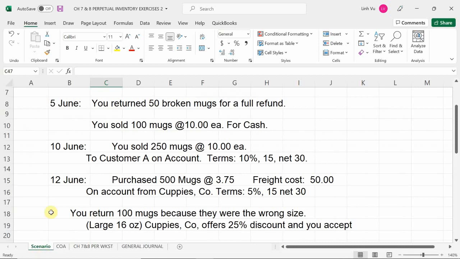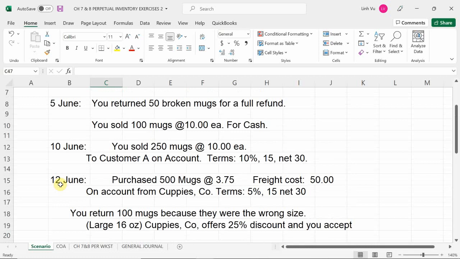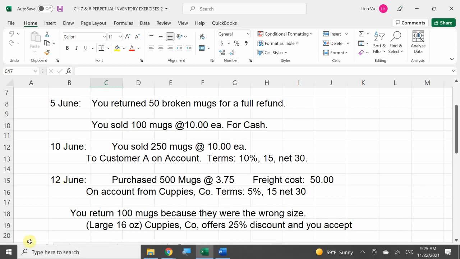So then, what has happened next? On the same day, June 12, we end up purchasing an additional 500 mugs for $3.75 each, with the freight costing $50. Okay, and again, it's on account for Cuppies Co. Terms are 5%, 15 net 30. So in this case, we bought 500 mugs at $3.75 with a freight of $50.